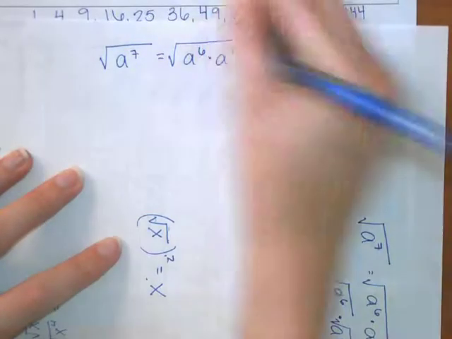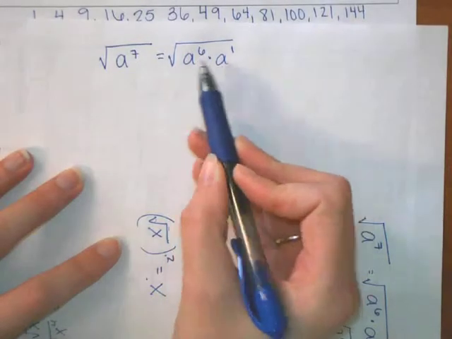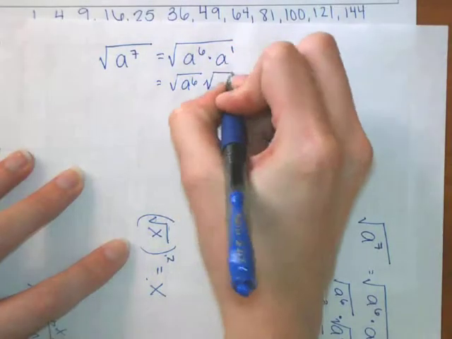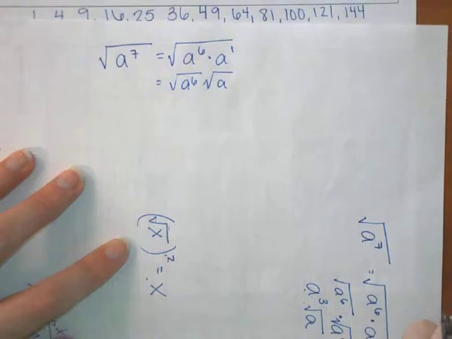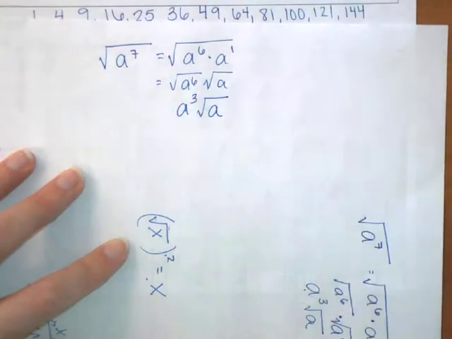So this is a to the 6th times a to the 1st. Remember, when we multiply two bases with exponents, we add them. So then this is the square root of a to the 6th times the square root of a, because a to the 1st is just a, right? Right? Are we okay so far? All right, what's the square root of a to the 6th? A to the what? Oh, no. Divided by 2. 3. A cubed. So this is a cubed times the square root of a.